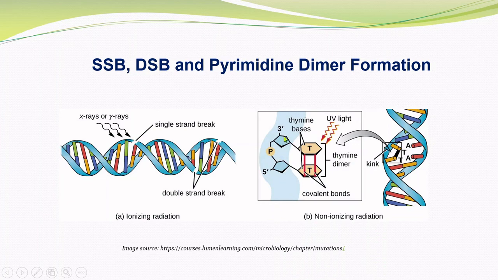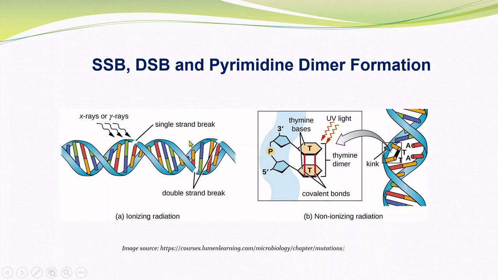So as it is moving on the template and it encounters this dimer, it slips off, and as it slips off, a gap is left in the daughter strand, but polymerase again rejoins. So it leaves behind this portion of the DNA that is not copied on the daughter strand, and a gap is left in the replicating strand. And a gap, as you know, can lead to deletions or substitutions.